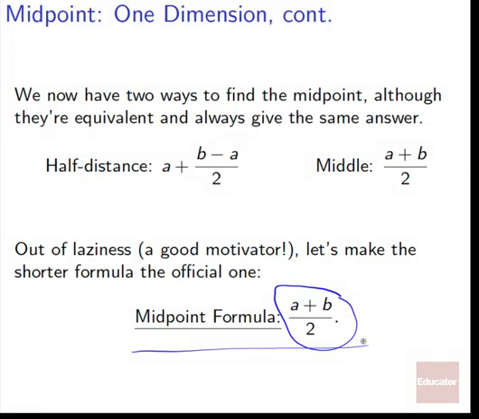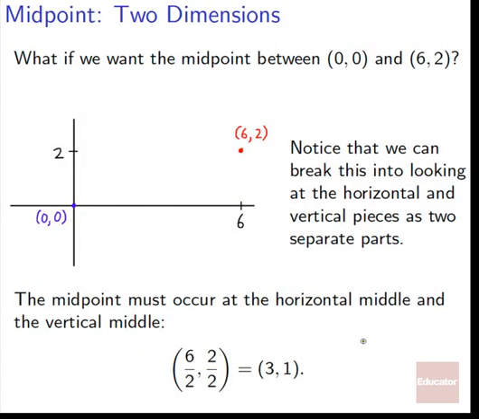There we are. Whatever the two points are that we're trying to find the middle between, it's just A plus B over 2, because we're just looking for the midplace, and the midplace must be the average of our two locations. What if we wanted to do this in two dimensions, though?